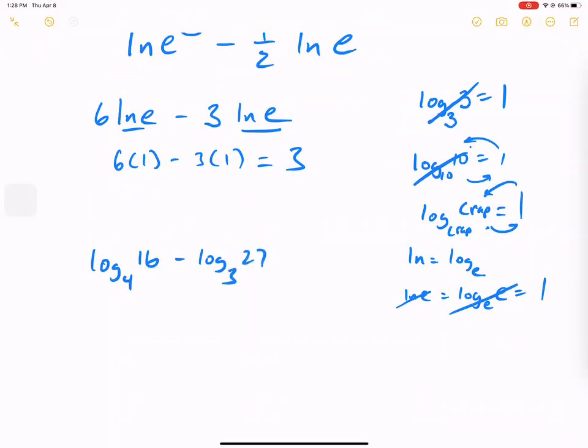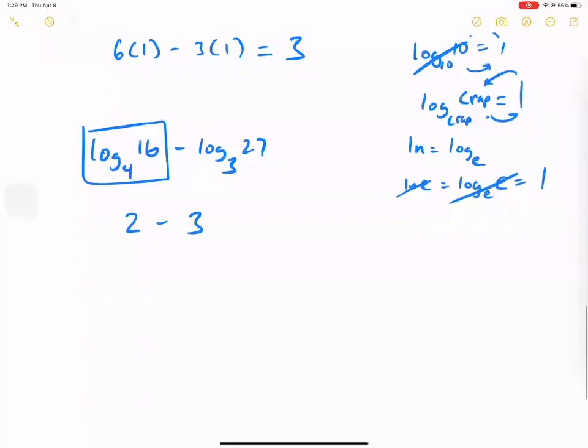Remember, logs solve for exponents. So what exponent would this be? 4 to what power is 16? We can do that even without a calculator. That's going to be 2. 3 to what power is 27? 3. Okay, that's the exponent.